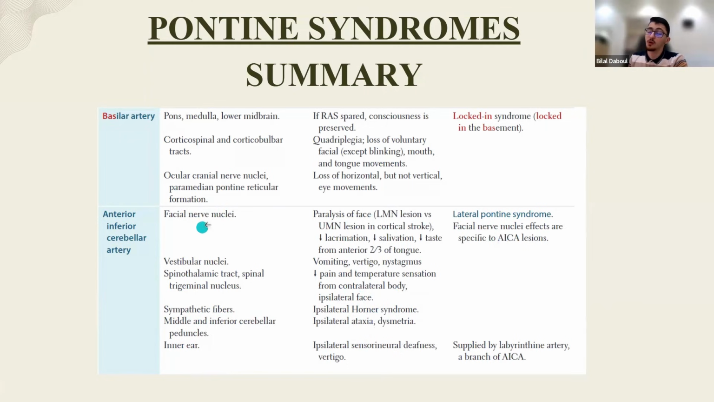He'll focus on the facial nerve nuclei or the facial motor nuclei, which correspond to a lower motor neuron lesion of the facial nerve. Where you have ipsilateral facial hemiparesis and loss of facial expression, inability to produce wrinkles on the side of the lesion, and so on. That's it for pontine syndromes.